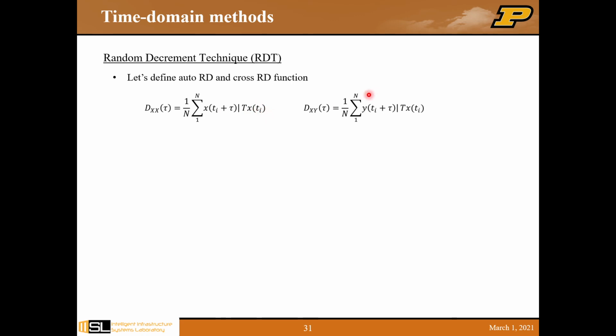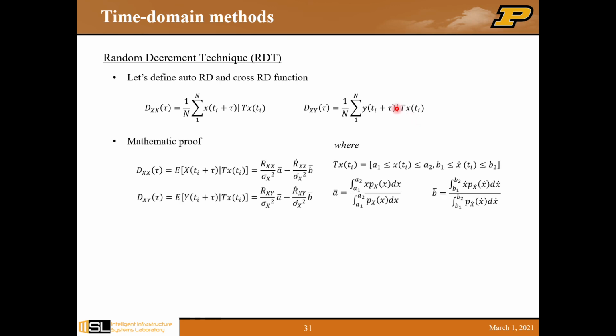Okay, and the cross RD function. The auto RD function actually refers to the measurement data and the reference data, which are the same. The cross RD function is a similar formula, but the measurement data is not the same as the reference measurement data.